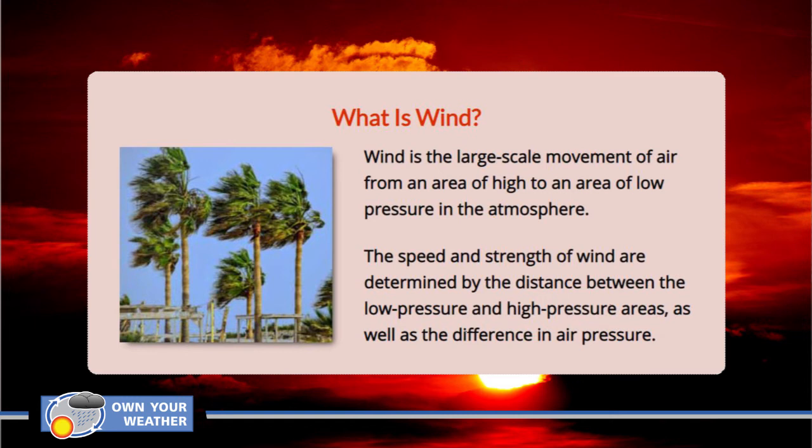The device used to measure the speed of wind is called an anemometer, and the direction of wind is measured by either a windsock or a weather vane. Now, you've probably seen windsocks at airports blowing close to runways, and you've probably seen weather vanes on top of buildings like churches, but also on home weather station sensor arrays.